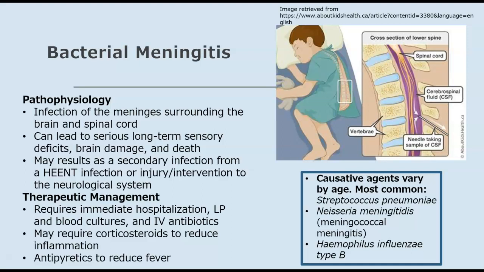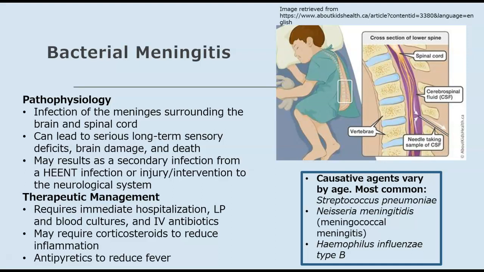Bacterial meningitis may result as a secondary infection from an HEENT infection, such as an ear infection or a sinus infection, or it may result from injury or intervention to the neurological system. This could be from a skull fracture or from interventions such as a VP shunt or a cochlear implant. Therapeutic management requires immediate hospitalization. This is a fast-moving infection, and we need to treat it very quickly.